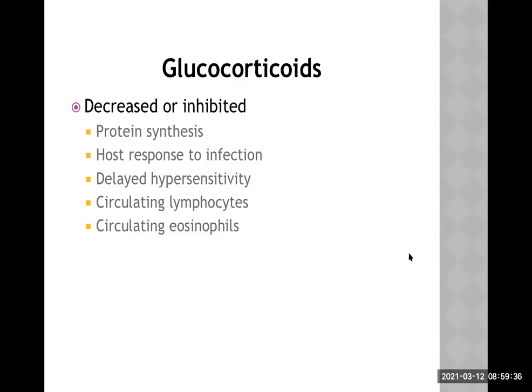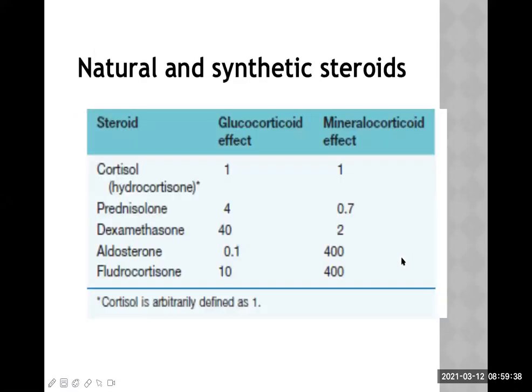Now, these are the physiological aspects of glucocorticoid. Now, let's talk about what are the natural and synthetic steroids. What are the common ones? Look at this table. Cortisol is the natural one, also known as hydrocortisone. And look at the glucocorticoid effect and mineralocorticoid effect of this cortisol or hydrocortisone, 1 and 1.